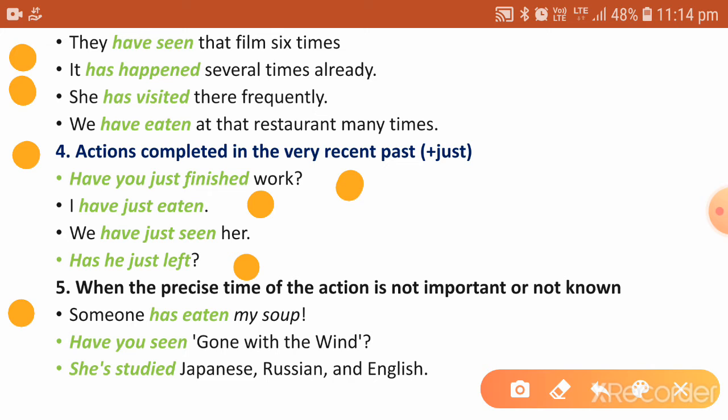She has studied Japanese, Russian, and English. She has studied. It means the task has been completed before this point of time. It means up to this time she has knowledge of Japanese, Russian, and English. Yes, students.